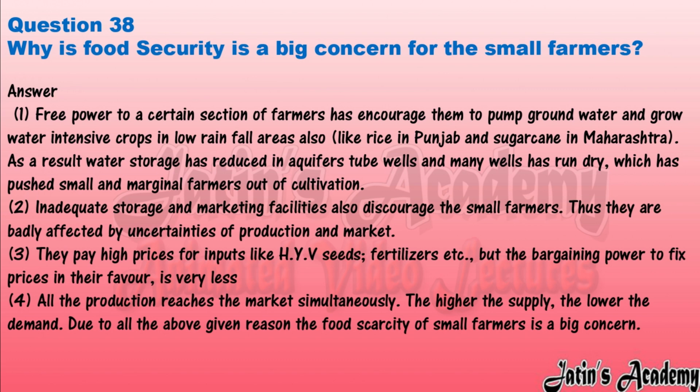2. Inadequate storage and marketing facilities also discourage the small farmers. Thus, they are badly affected by uncertainties of production and market. 3. They pay high prices for inputs like HYV seeds, fertilizers, etc., but their bargaining power to fix prices in their favor is very less. 4. All the production reaches the market simultaneously. The higher the supply, the lower the price. Due to all the above reasons, food security of small farmers is a big concern.